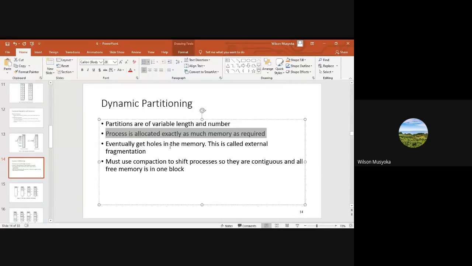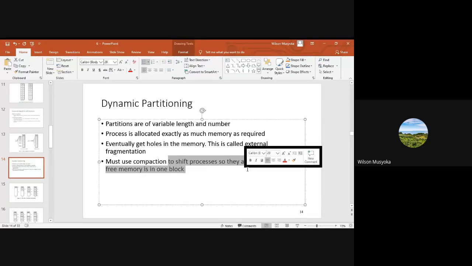It gets holes in the memory, and this is called external fragmentation, and we will see how it is addressed. Here the operating system must use compaction to shift processes so that they are contiguous and all free memory is in one block.